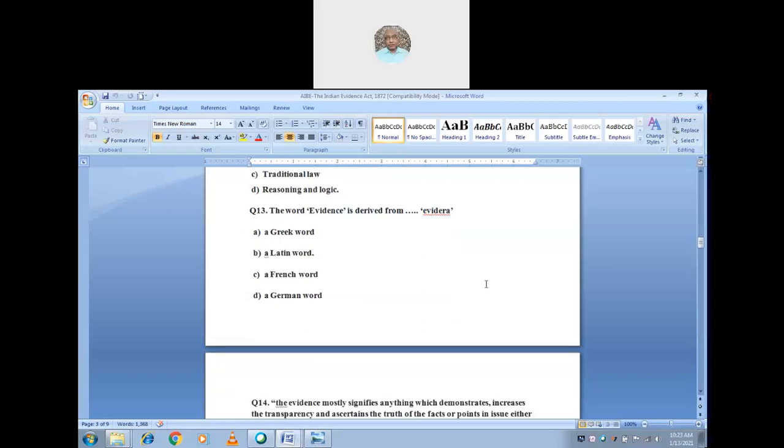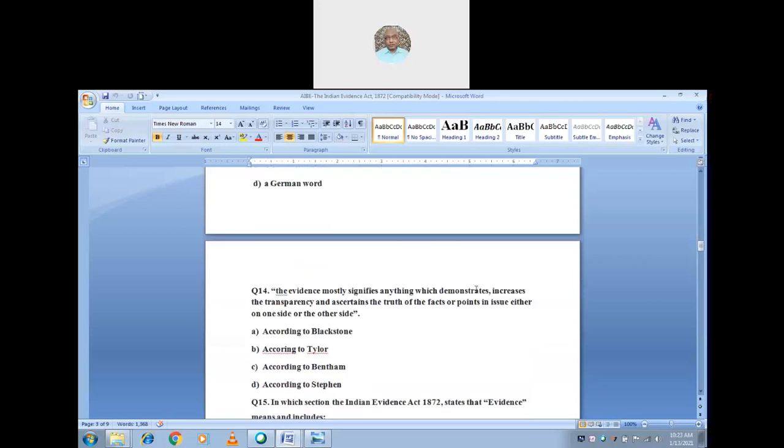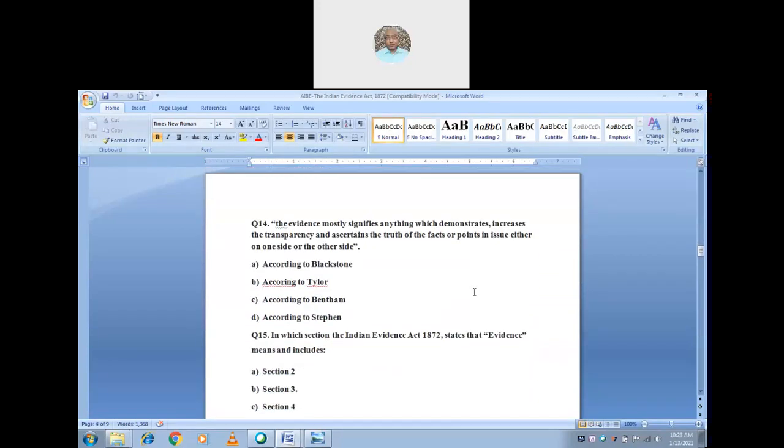The word evidence is derived from a Latin word. It's not a Greek word, not a French word, not a German word. The quotation is: evidence signifies anything which demonstrates or increases the transparency and ascertains the truth of the fact or point at issue, either on one side or the other side.